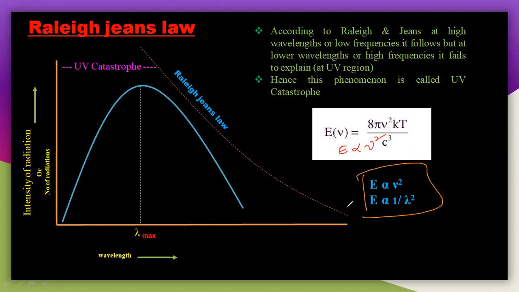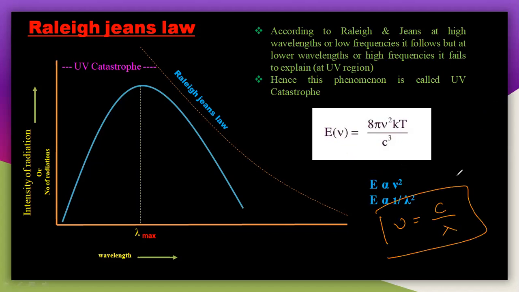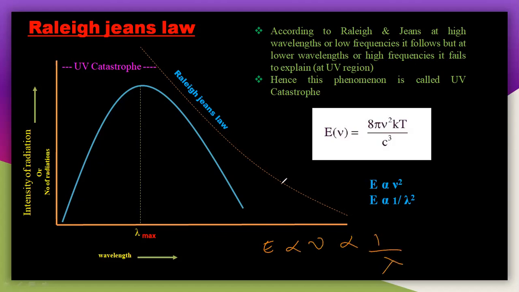See here, the energy is related with the frequency squared. You know that frequency is nothing but 1 by time, 1 second. The frequency is the number of waves in 1 second, so it has an inverse relation with the lambda here. Frequency is equal to c by lambda, where c is the speed of light and lambda is the wavelength. Remember that energy is directly related with nu, and nu has an inverse relation with lambda. So you have to remember this.